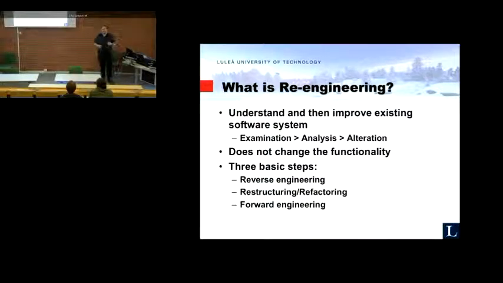Well, it's understanding and improving the system. It happens typically in 3 steps. We examine the current code. We analyze what can be improved. What is the purpose of the code? What is the outcome of the code? And what is the desired outcome of the code? And then when we know what the desired outcome is, when we know what the bottlenecks are, when we know what the bugs are, we alter the code to fix it, quite simply. And re-engineering should not change the functionality. It should keep the functionality but improve the code quality.